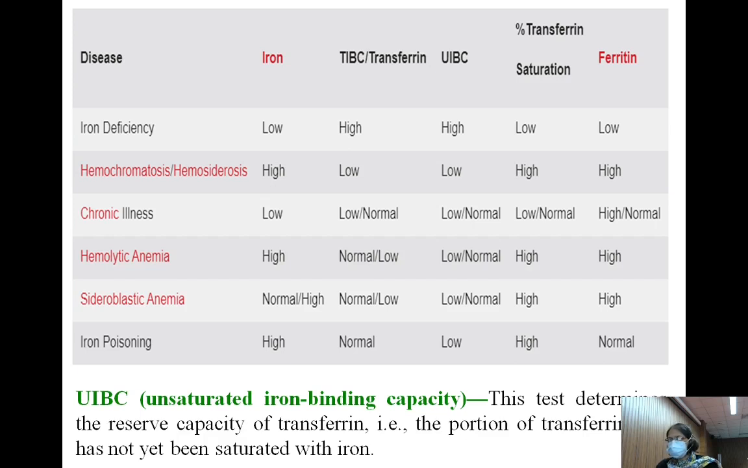Ferritin is also high. In chronic illness, iron is low or low normal. Here TIBC is low normal. UIBC and transferrin saturation are also low normal. And ferritin is high or normal.